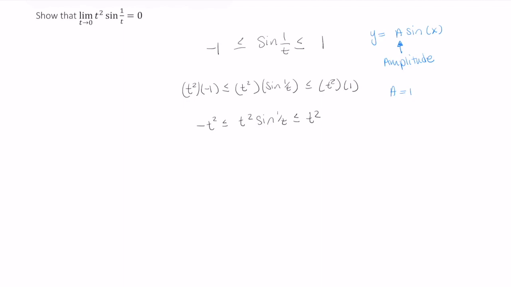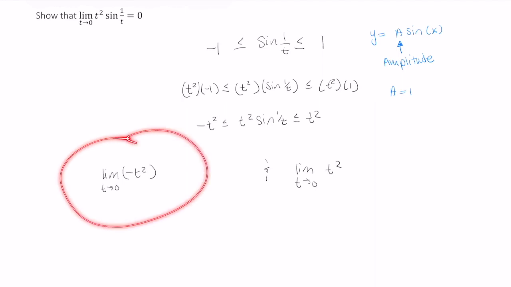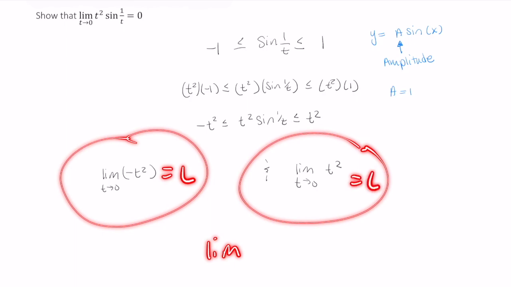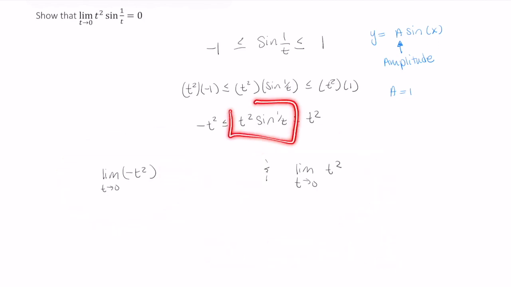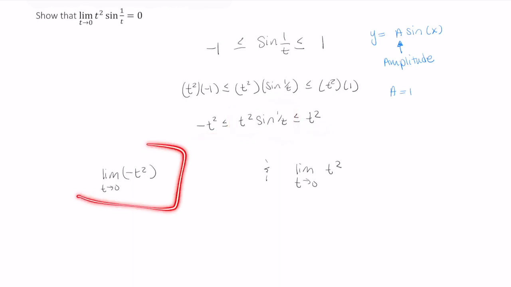So now all that's left to do is find the limit as t approaches 0 of -t squared, and the limit as t approaches 0 of t squared. Now remember, if these exist and are equal to the same value, let's say L, that tells me that the limit as t approaches 0 of t squared times sine of 1 over t is also equal to L. And this is by the squeeze theorem. In short, this function is always squeezed between these two other functions.